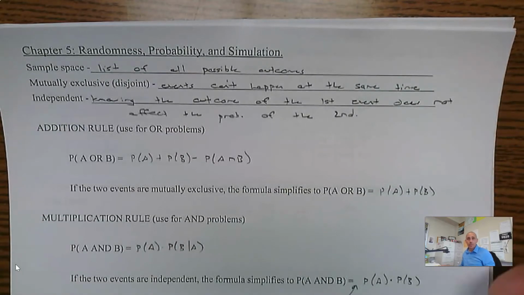Welcome to the Chapter 5 review outline talking about randomness and probability in simulation. So, sample space is just the list of all possible outcomes. If I'm rolling a die, the sample space would be 1, 2, 3, 4, 5, 6.